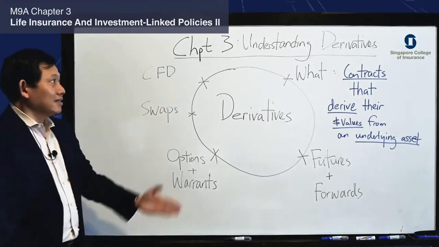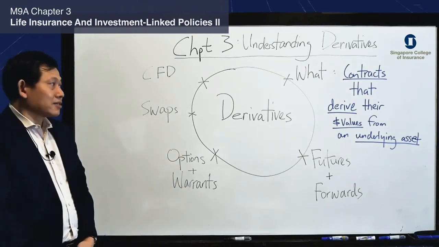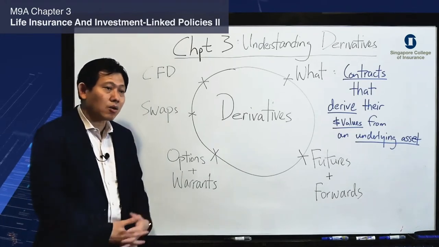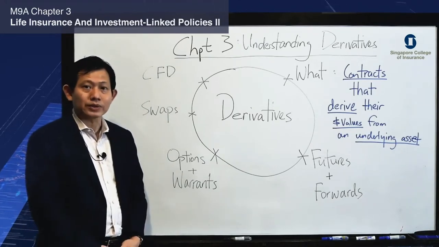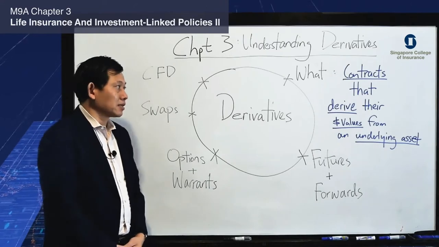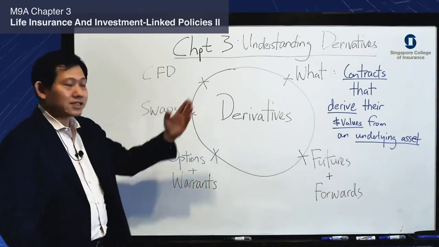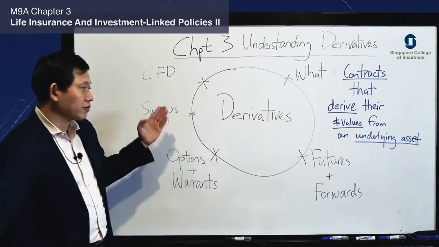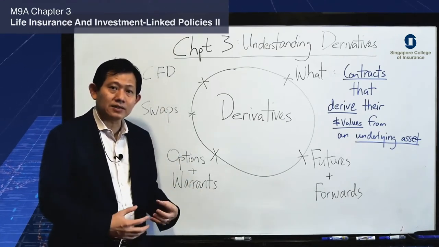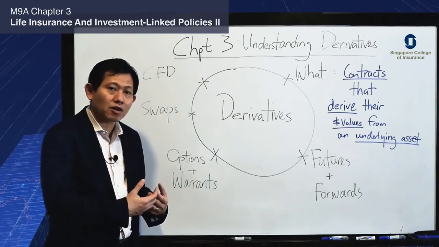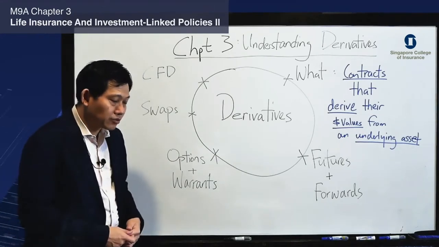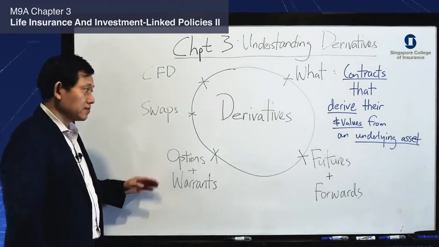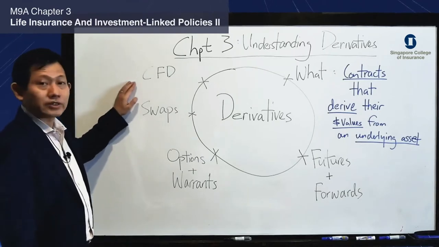Chapter 3, Understanding Derivatives. This chapter is very important for your M9A study because a derivative is one of the core contracts or products within structured products. We're going to cover what exactly a derivative is, and then four types of basic derivatives that occur inside a common structured product: futures and forwards, options and warrants, swaps, and contracts for difference.